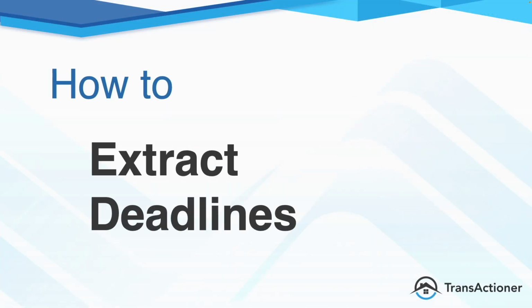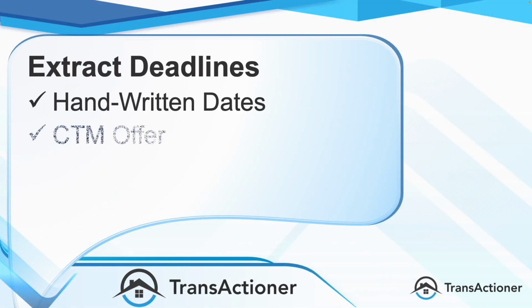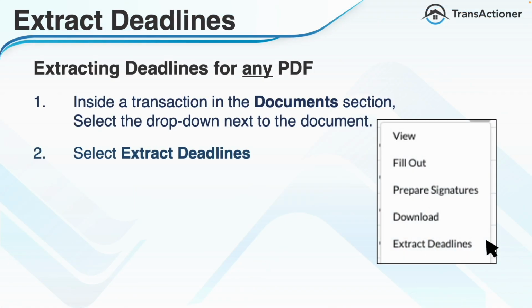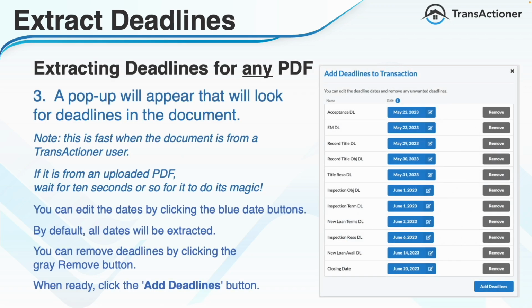So how to extract deadlines? A neat feature of TransActioner is that we can also read handwritten dates, as well as deadlines coming in from other platforms. To extract deadlines for any PDF, including other forms beyond the CBS, when you're inside a transaction on the Documents page, select the drop-down next to the document and then select Extract Deadlines. A pop-up will appear that will look for deadlines in the document. Now this is really fast when a document is from a TransActioner user.